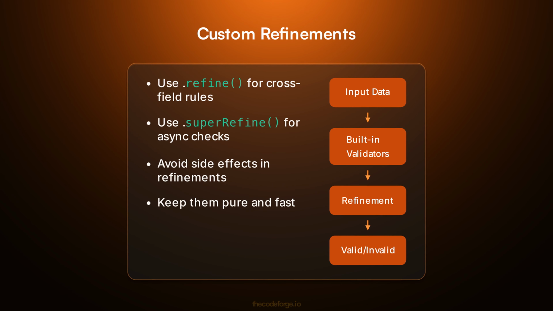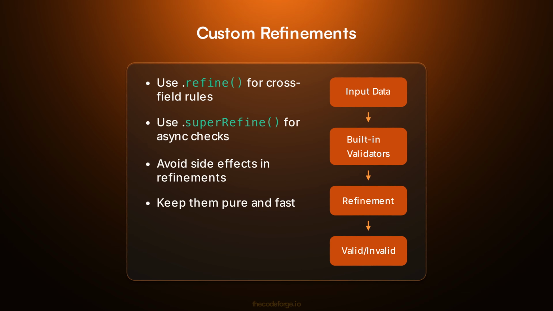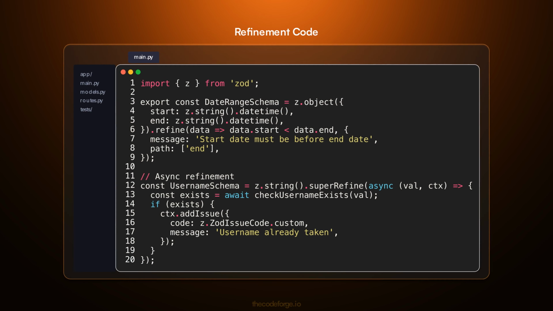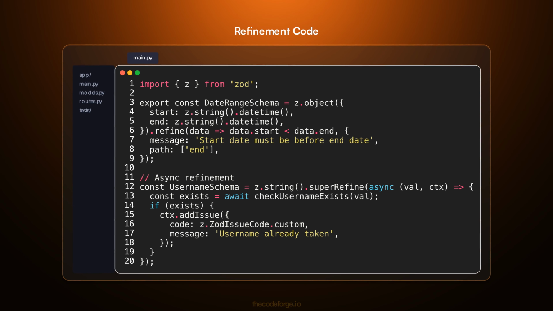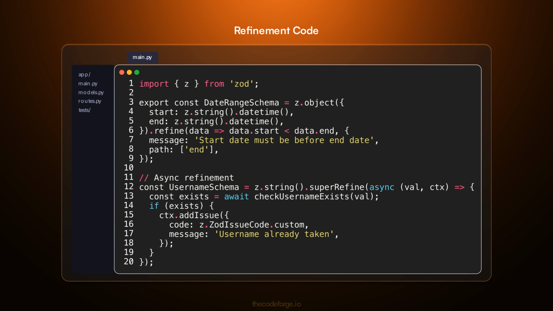Sometimes built-in validators aren't enough. Zod's refine lets you add custom logic, like checking start date before end date. For async checks, use superRefine, but be careful with performance. The dateRange schema uses refine to ensure start is before end. The async superRefine checks a database for username uniqueness. Use async refinements sparingly to avoid latency.